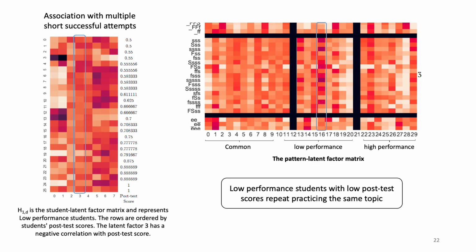On the right side, we can see a part of the heat map from the clustering matrix. For low learning gain students, the latent factor number 3 corresponds to latent factor number 16 in this matrix. We can clearly see that patterns with multiple short successes all belong to this latent factor. This observation confirms the ineffectiveness of repetitive short success attempts. The students who do not gain much knowledge during the class and have a low performance at the end of it are the ones who aimlessly repeat the same topic well after mastering it and avoid moving on to the other topics.